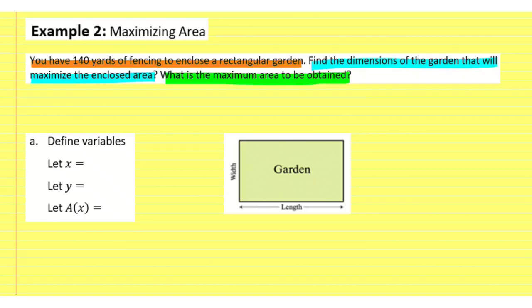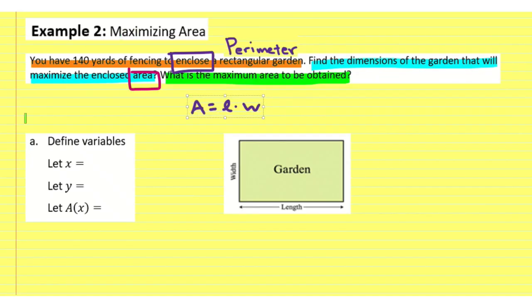Let's look at what they've given us. The 140 yards of fencing to enclose. Well, what is it called when we have an enclosure around a rectangular garden? It's all the sides, right? All the sides around the rectangular garden, and we could call that a perimeter. So we're going to be dealing with the perimeter here. We also are going to be dealing with the enclosed area. So we're talking about area. So we're going to be dealing with the area of this space as well.